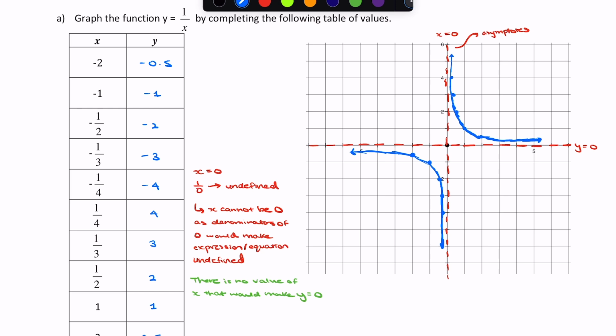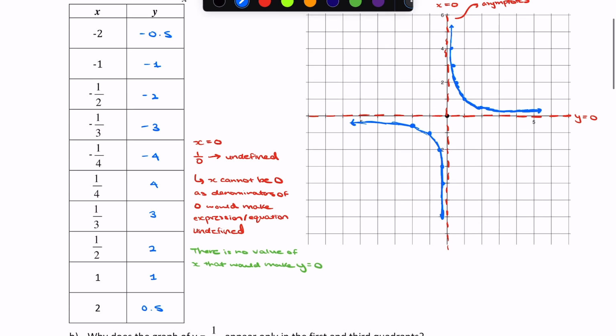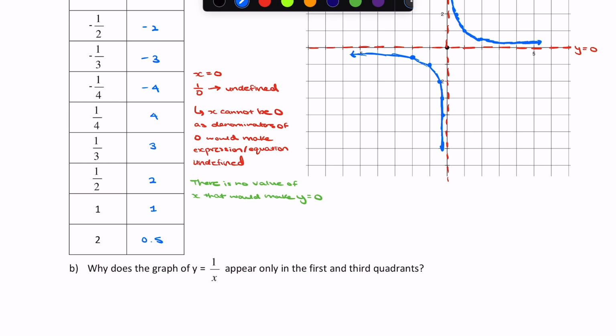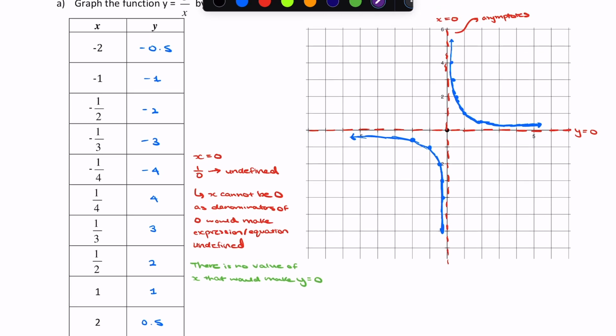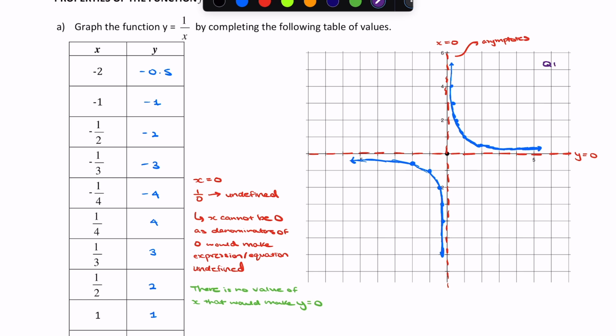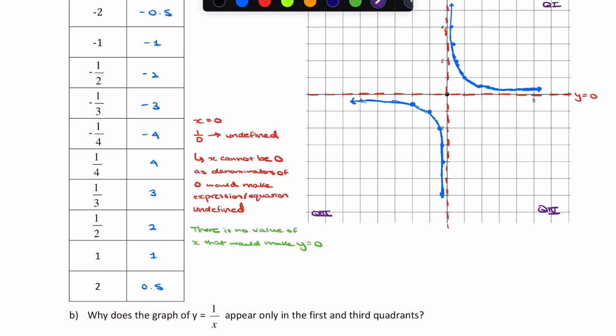Here we'll notice that the function will approach x = 0 and y = 0 but is not touching those, and that is one of the distinguishing features of an asymptote. Here it asks us, why does the graph of y = 1/x appear in only the first and third quadrants? Let's label our quadrants. Remember, it starts from the top right, then goes counterclockwise: quadrant 1, quadrant 2, quadrant 3, and quadrant 4. So it only shows up in quadrant 1 and quadrant 3.